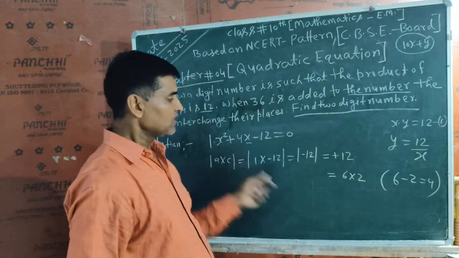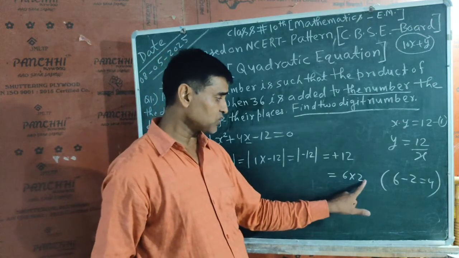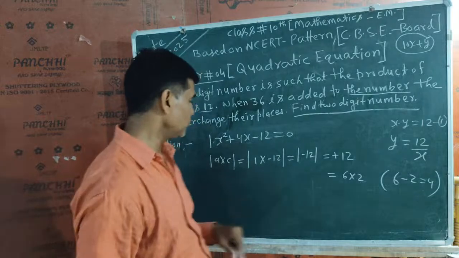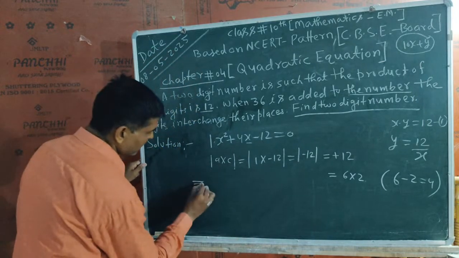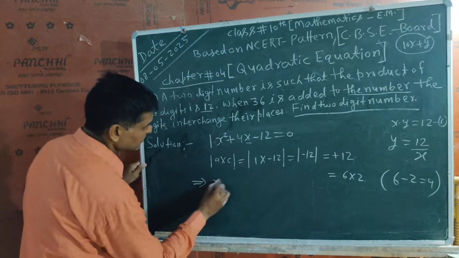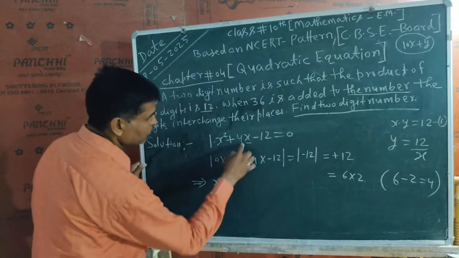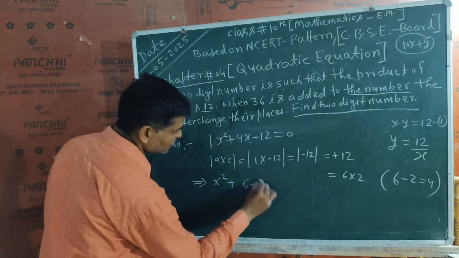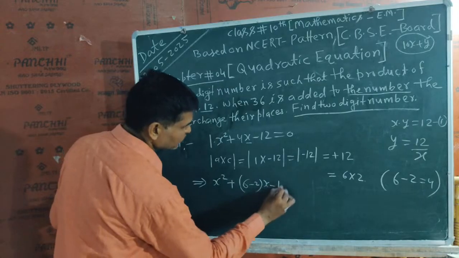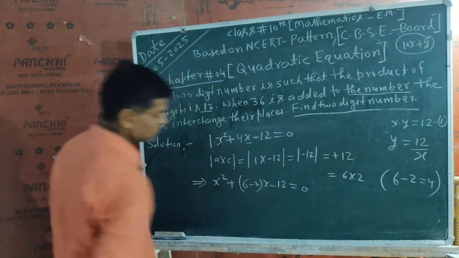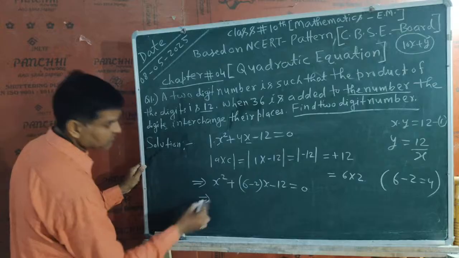It means that this factorization is okay. We have to keep it here. Now further I have to write x square. In the place of 4 I have to write 6 minus 2 into x minus 12 which is equal to 0. Further I am going to simplify it.